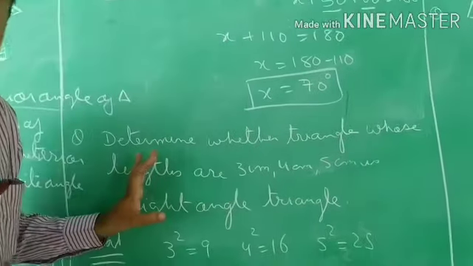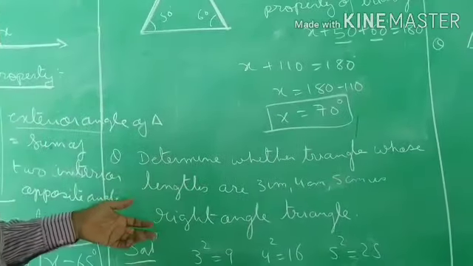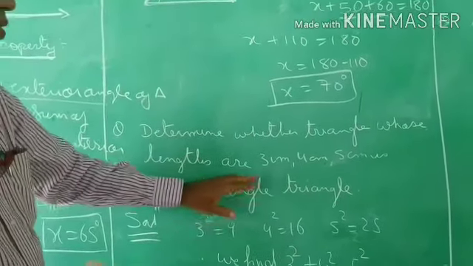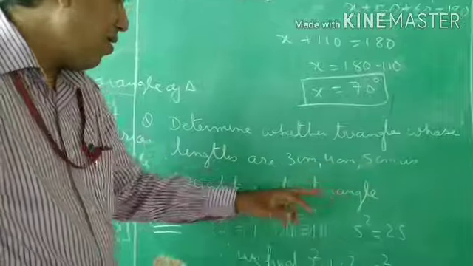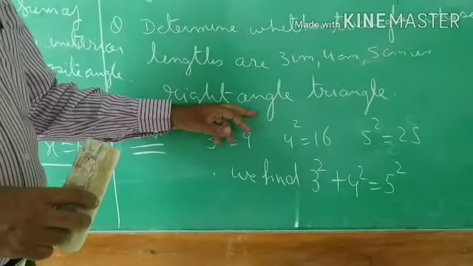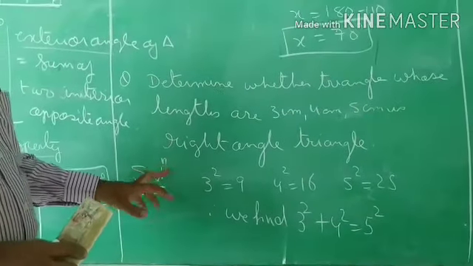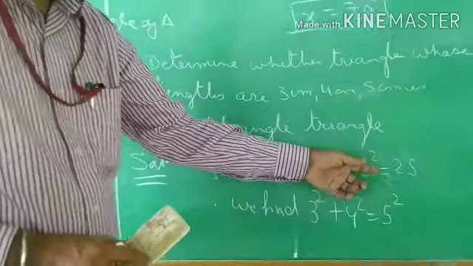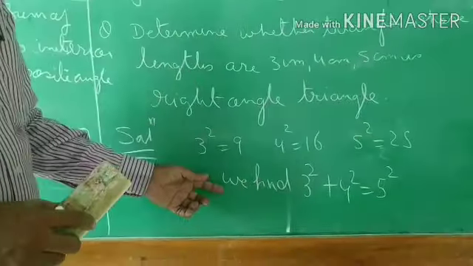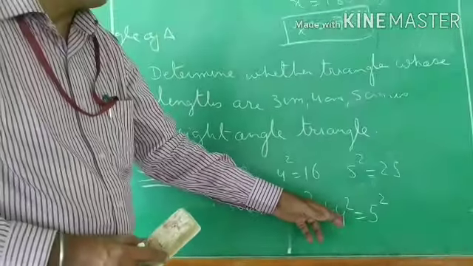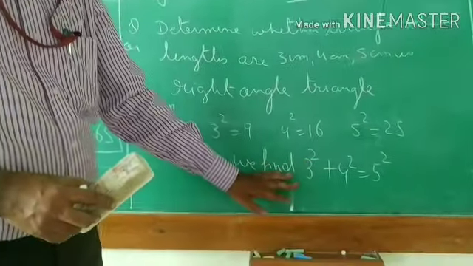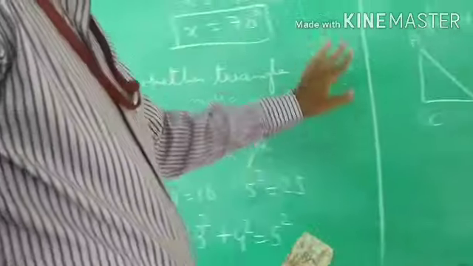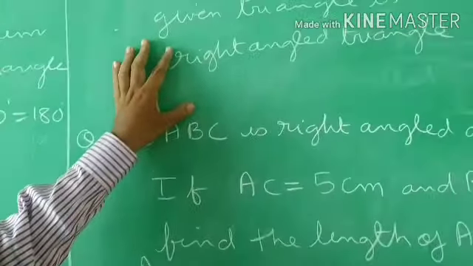Now, determine whether the triangle is a right angle triangle. This is an example I am discussing with you, some different type of question. The lengths are 3 cm, 4 cm, 5 cm. So we have to verify. Just see, 3 square is 9, 4 square is 16 and 5 square is 25. And we find 3 square plus 4 square is equal to 5 square. It is true only if this holds, so I wrote here, therefore the given triangle is a right angle triangle.